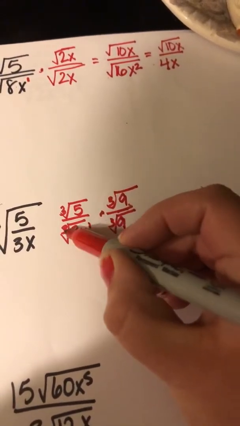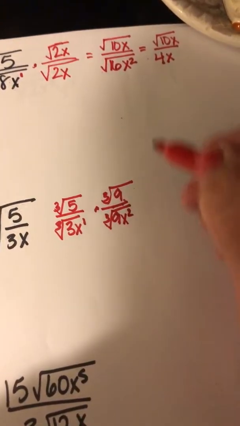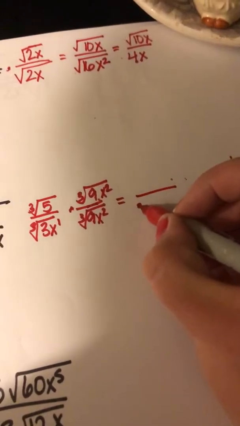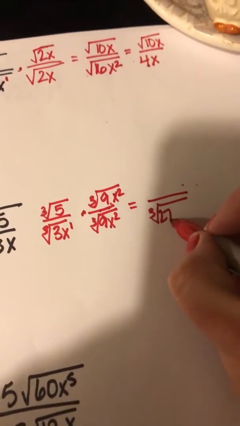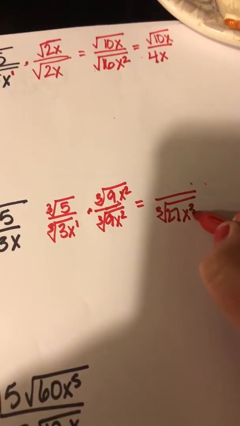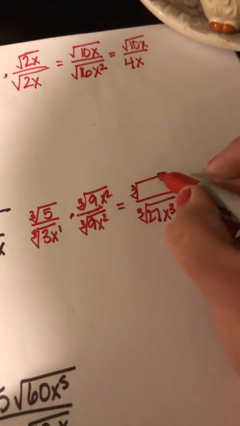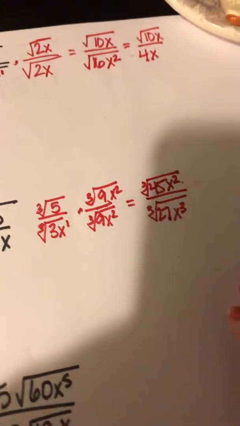This is x to the first, but I want it to be 3 so that I can cube root it, so I need 2 more x's. So on the bottom, that'll become the cube root of 3 times 9, that's 27. X times x squared is x cubed. On the top, that'll be the cube root of 5 times 9, that's 45 x squared.